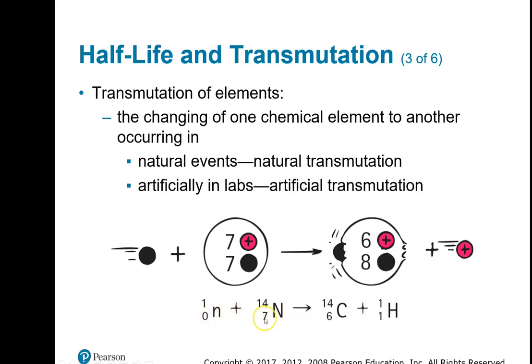Basically it'll join with the nitrogen. The nitrogen 15 would be very, very unstable, and so it becomes another type of radioactive material, which is called carbon 14, plus it releases a hydrogen atom, or a proton. So it releases a proton.